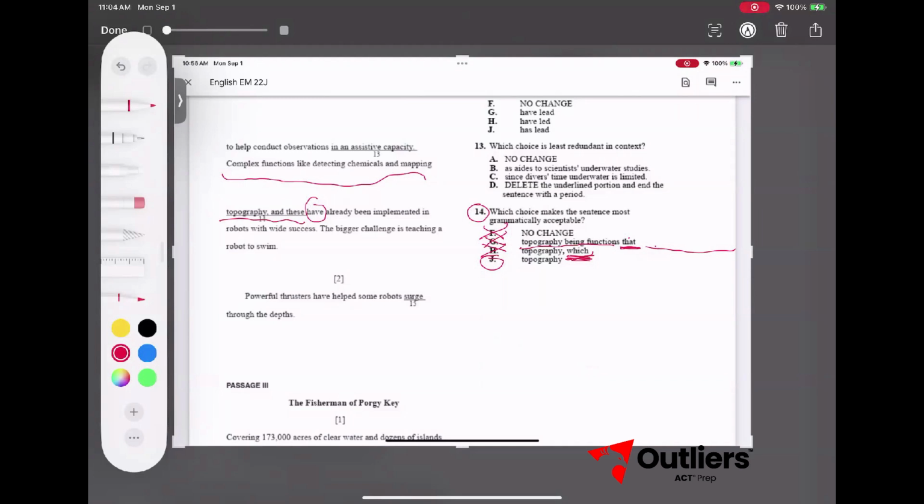Complex functions like detecting chemicals and mapping topography have. Okay, that entire thing is a subject-verb combo, and therefore now we just have one big independent clause. I'll just say it with answer J plugged in. Complex functions like detecting chemicals and mapping topography have already been implemented in robots with wide success. Perfectly done. There are no errors in it, and that is indeed our correct answer.